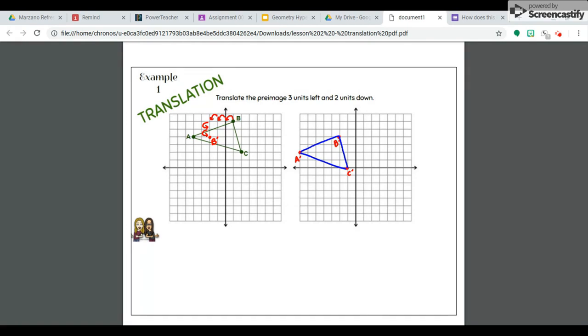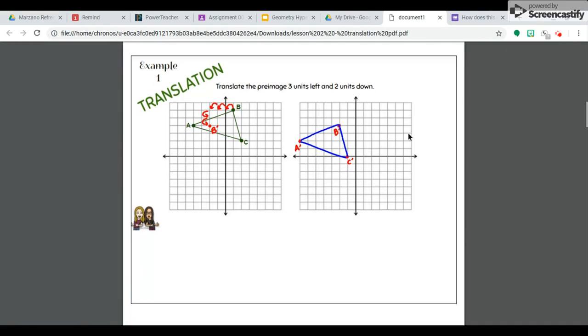So A prime ends up being right here, or our image of A, which is at 1, 2, 3, 4, 5, 6, 7, and up to negative 7, 2. So we do that for each of the points. Notice for point B, we move it 1, 2, 3 units left, and 1, 2 units down to get where B prime is going to be. And we do the same for C. Now our image, A prime, B prime, C prime, should look the exact same as our pre-image, just it should look like we shifted it around the graph, or we kind of picked it up and set it back down somewhere else. That's how a translation works.